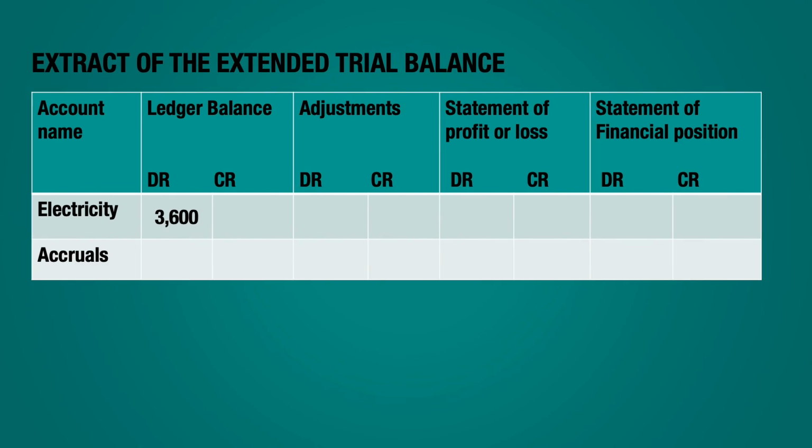The final part I'd like to show you here is how this would look in an extended trial balance. So using our previous example, we can see that the electricity expense has an existing balance of £3,600. We then enter the accrual within the adjustments column to show the increase to the electricity account. We then enter it in the credit side of the adjustments column to show the accrual amount. The existing balance plus the adjustment is then transferred to the profit or loss, and the accrued expense is shown as a liability within the statement of financial position.